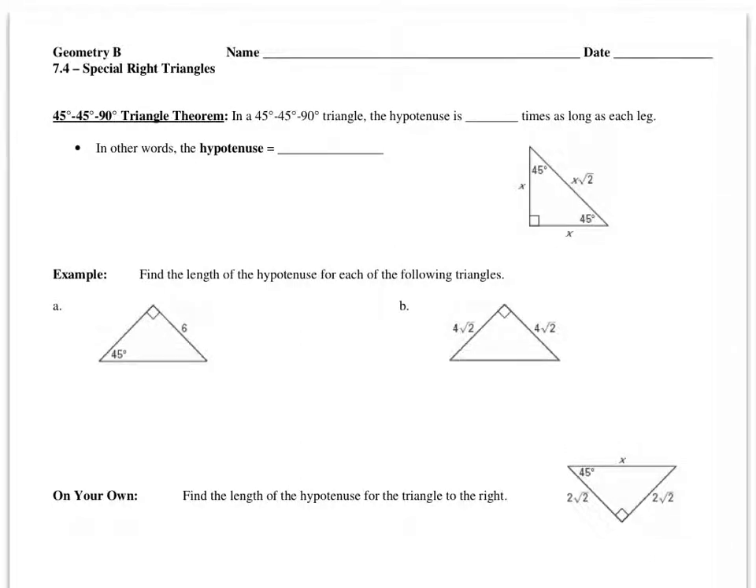Hi class, this is lesson 7-4, special right triangles. Our first special right triangle is the 45, 45, 90 degree triangle, and this is our theorem about it.